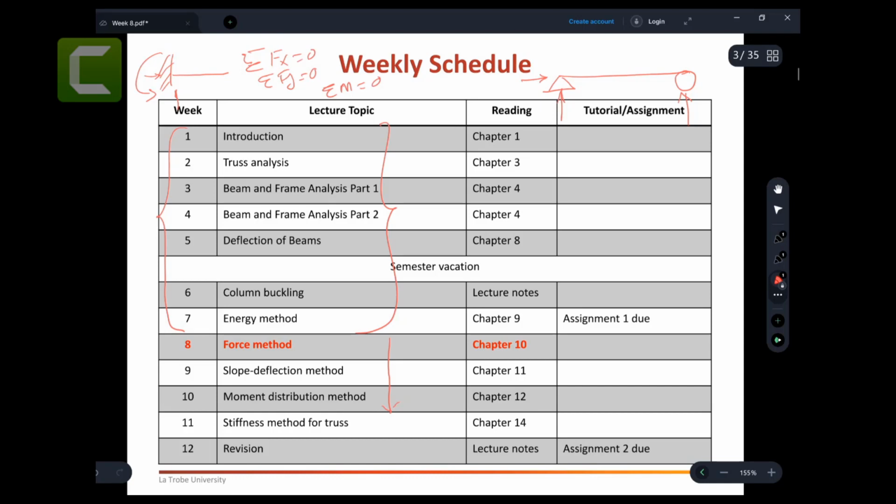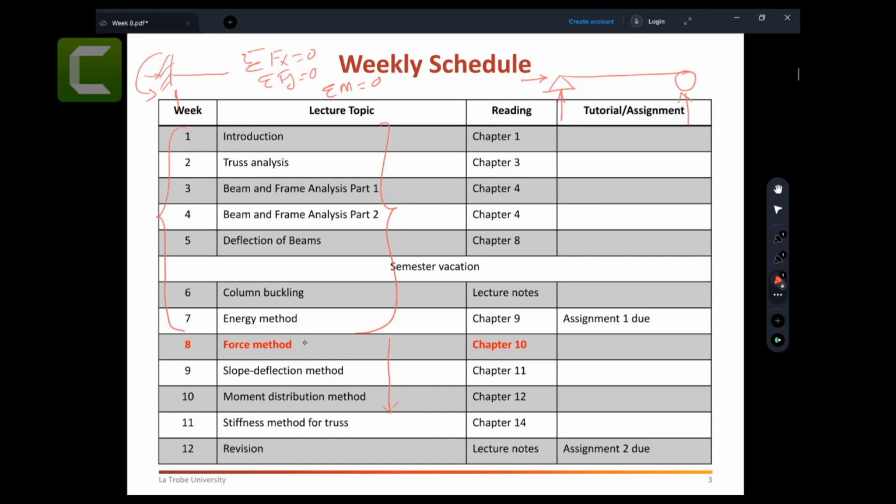There are 3 equilibrium equations and 3 unknowns, meaning mathematically you can find these 3 unknown values, because to find the unknown values you need the respective equilibrium equations. So from week 1 to week 7, the topic was simple. It was determinate beams and determinate trusses, where the equilibrium equations and unknown values are the same in number, so it was doable.